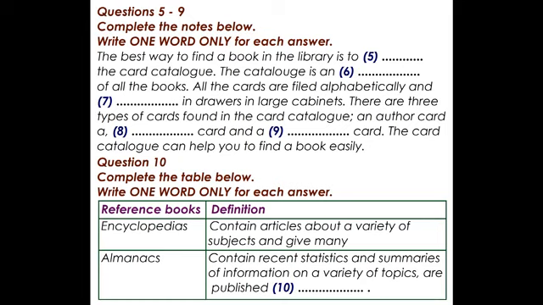An almanac is a book that contains recent statistics and summaries of information on a wide variety of topics. It is published annually. Information is listed alphabetically by subject.